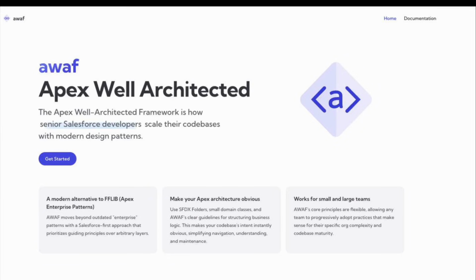So if you're familiar with FFlib, it is a library for Apex Enterprise Patterns. And I decided to make it an alternative because that's the only library that talks about kind of separation of concerns and things like that. But I really don't agree with their approach to it. And so I thought, okay, well, it's easier for people to consume things if they think about it as an alternative to something else, right?